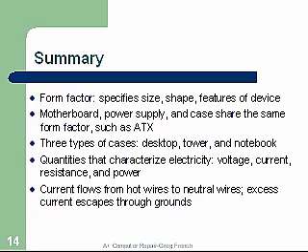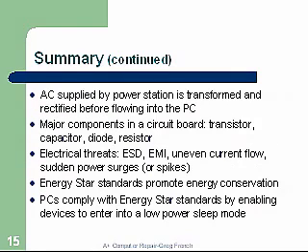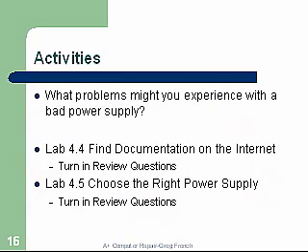Summary continued. AC supplied by a power station is transformed and rectified before flowing into the PC. We've got to have DC. Major components in the circuit board: transistors, capacitors, diodes, resistors. Electrical threats: ESD, EMI, uneven current flow, sudden power surges or spikes. Energy Star is our standard to promote energy conservation. Very important: PCs comply with the Energy Star standards by enabling devices to enter into a power down or sleep mode.